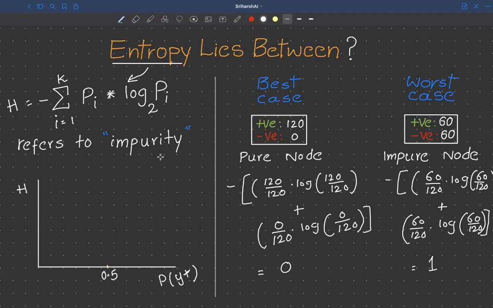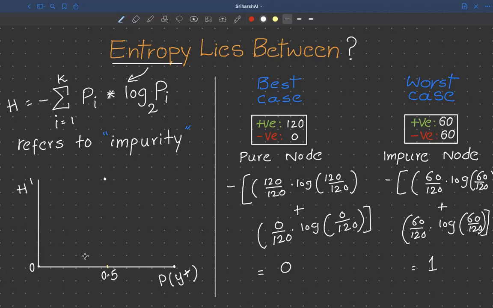Let's draw the graph for it. Let's say the entropy lies between 0 and 1. In which cases will it become 0? Either if all the points belong to the positive class, that is this extreme, or if all the points belong to the negative class, that is this extreme. In both of these cases, the entropy is 0. And in the worst case, the impurity is 1. That is at 0.5, the probability of a point belonging to the positive class. When it is 0.5, the entropy will be maximum. That is at this peak.